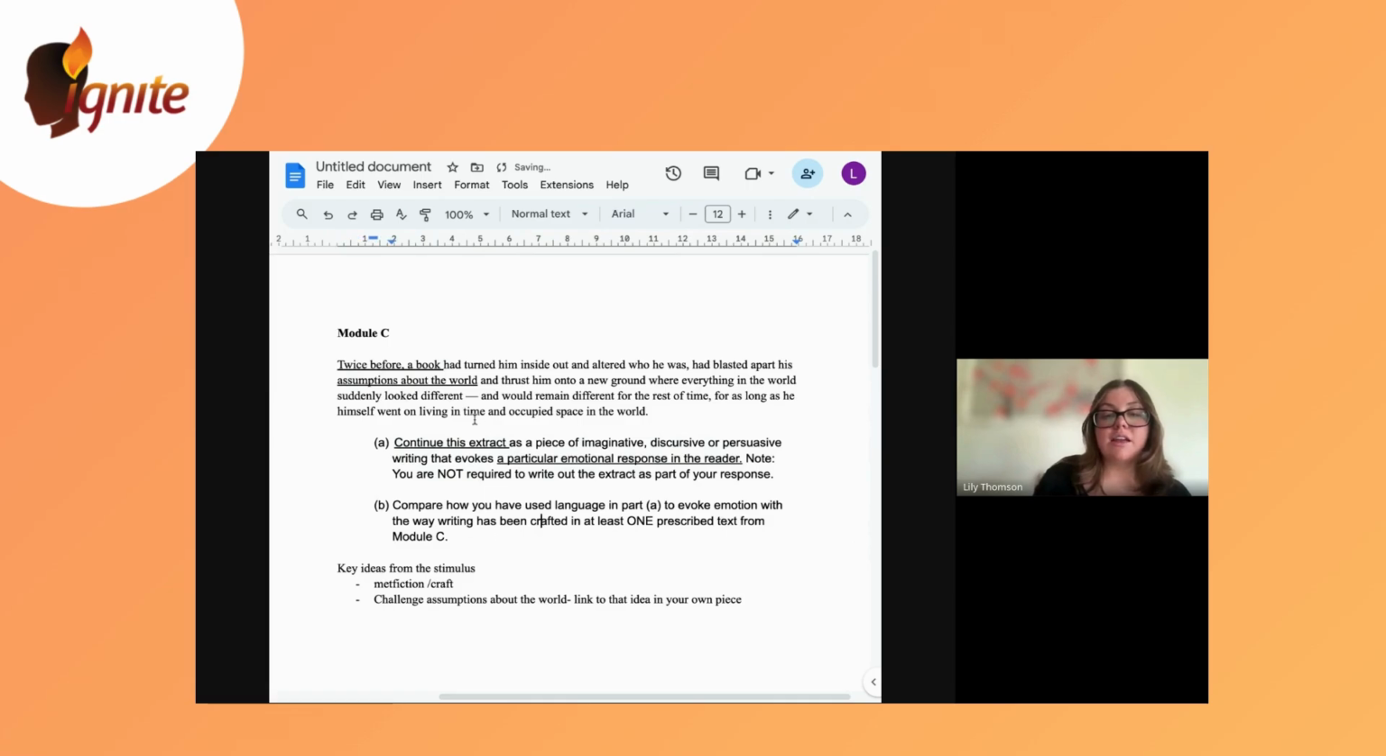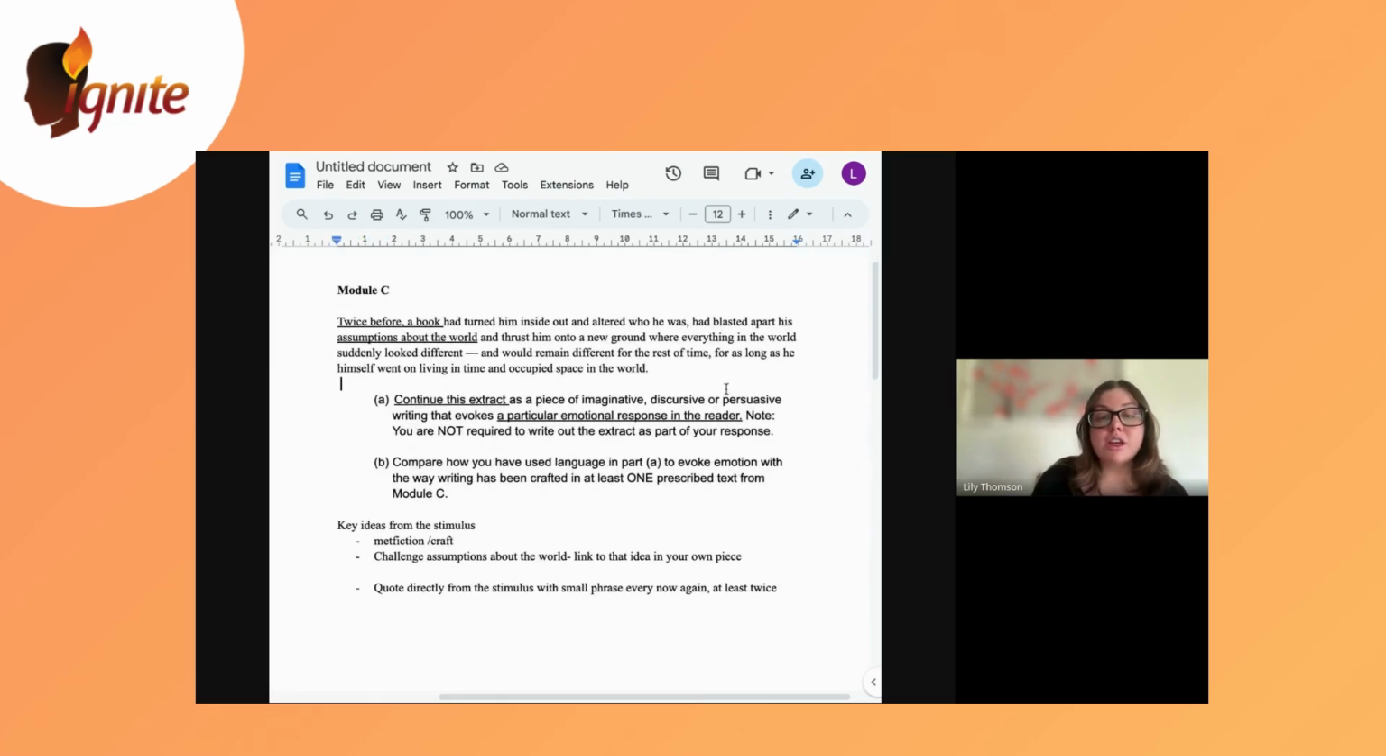And we also have some other great lines that you can draw from and probably quote directly. I would recommend quoting directly from the stimulus with small phrases every now and again, at least twice probably, just to show the marker that you're really dealing with that stimulus. Otherwise, it can feel a little bit disconnected, and we're not really sure how you're linking to your stimulus. You do also have the option to craft an extended metaphor from something here to really drive home that you're linking to the stimulus.